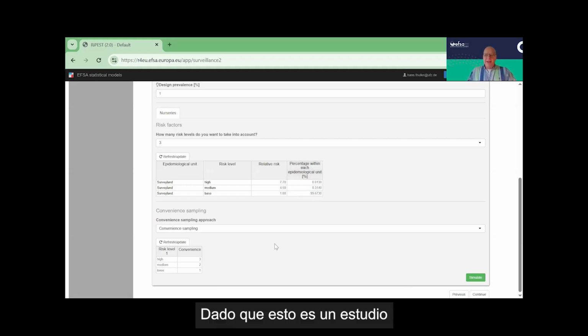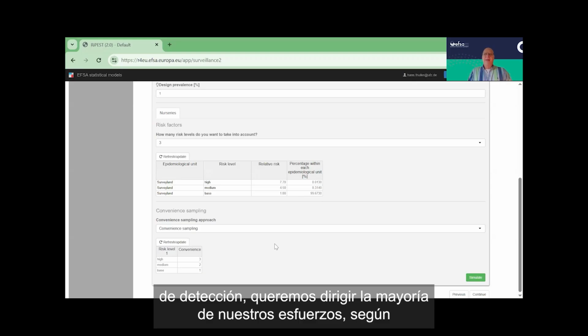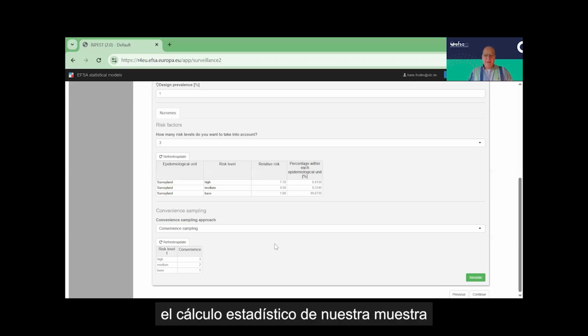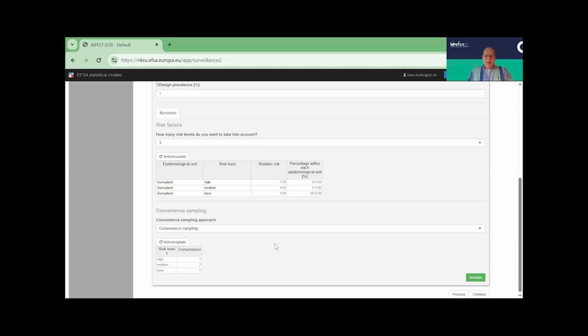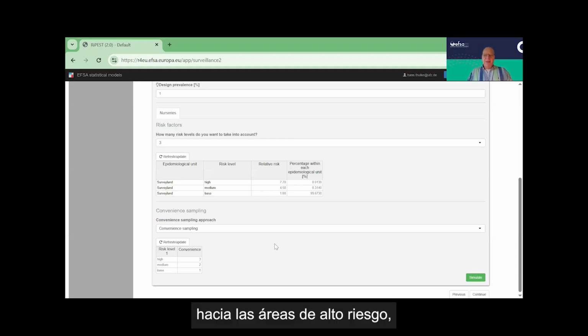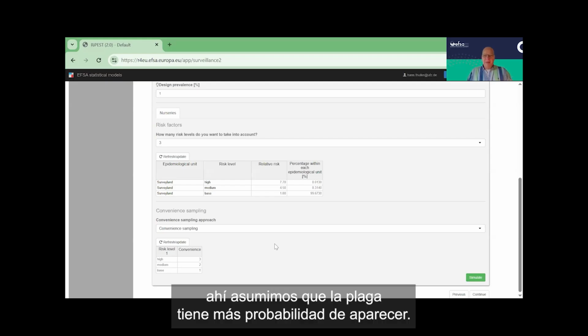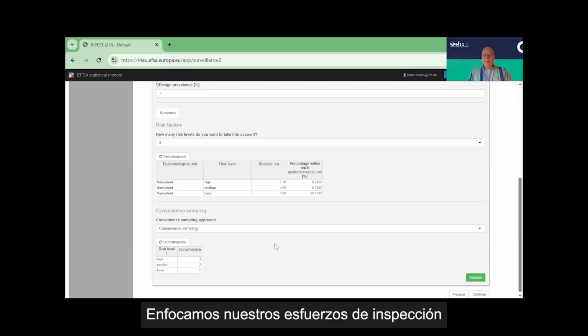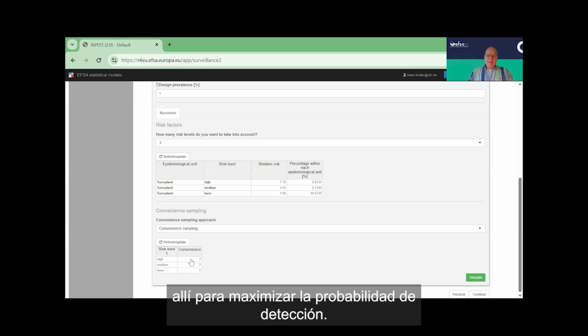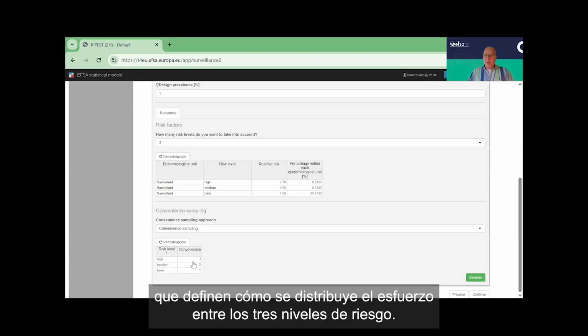And as we are doing a detection survey, we want to put most of the effort that we have, according to the statistical calculation of our survey sample, into the high risk area, because we are assuming there the greatest chance of the pest being. We want to have the highest effort to identify the pest there. That means we will put more convenience towards the high risk area. And this is expressed by these convenience factors.